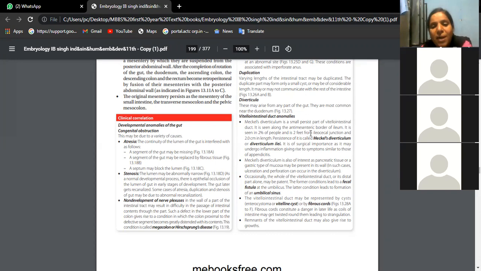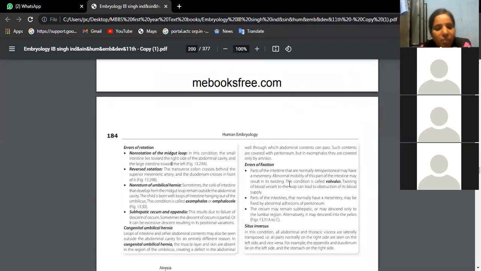That persistent part of vitellointestinal duct, which is seen attached to the ileum and which is seen opening outside the body, that is nothing but Meckel's diverticulum. The length may be around 2 feet also. Sometimes it may be seen at ileocecal junction. Sometimes it may be 2 centimeters in length. So surgical importance is, because it is a diverticulum, any infection can happen there and it may undergo inflammation. And this inflammation may give clinical symptoms like appendicitis. That much you remember, beta, for Meckel's diverticulum.